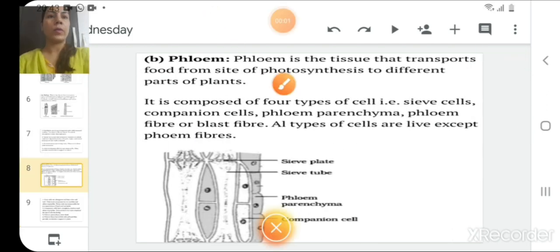So children, now let us begin with the phloem. Phloem is the tissue that transports food from the site of photosynthesis to different parts of the plant. It is composed of 4 types of cells. These cells are sieve cells, companion cells, phloem parenchyma and phloem fibers. These phloem fibers are also known as bast fibers. All these types of cells are live except the phloem fiber.